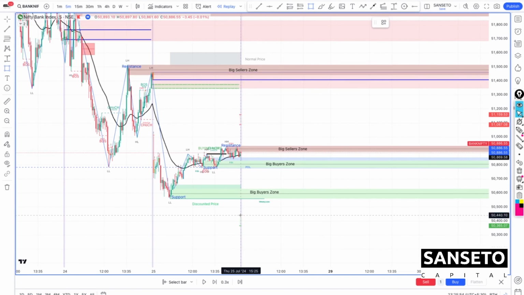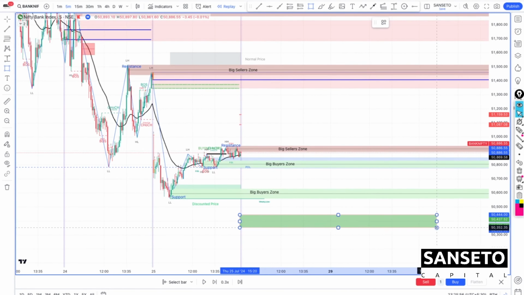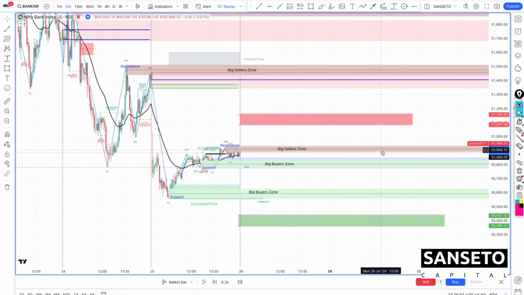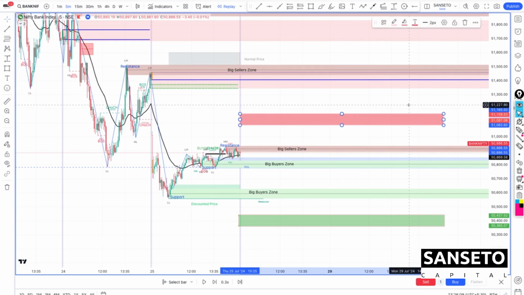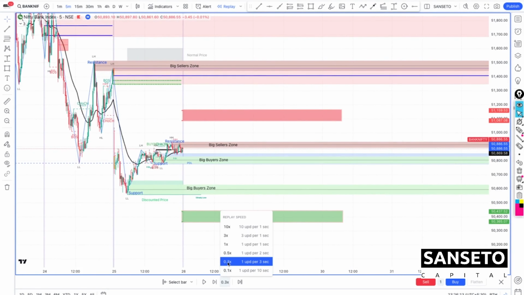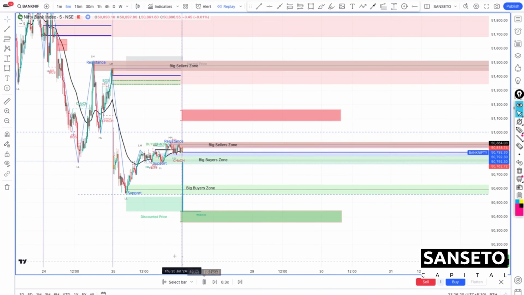I wanted to mark these two: this is the support level for the CD zone, and this is the resistance zone for the CD level. This will automatically plot as the market has been moving. That's how it works. This is the CD zone, and this is the support zone and resistance zone. Okay, so let me put it in 3x speed and play. Let's see how the market goes. Whenever I want to explain something, I will pause it.